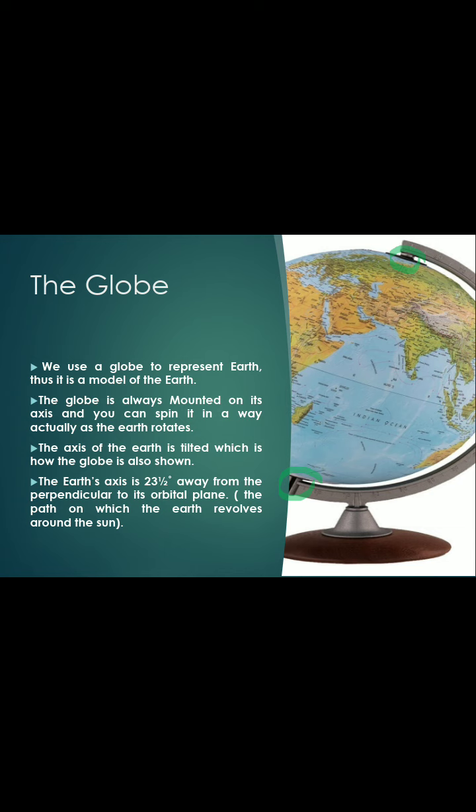So Earth's axis is 23.5 degrees away from the perpendicular to its orbital plane. And what is the orbital plane? The path on which the Earth revolves around the Sun. So I'll show you further in the next slide.